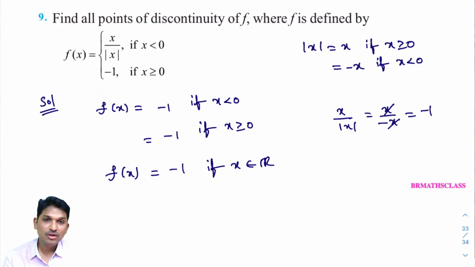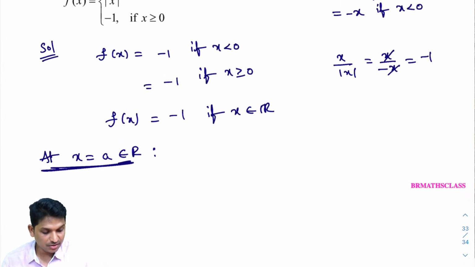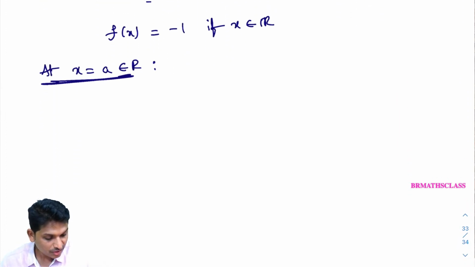Now there is no question of doing case 1, case 2 here. Only one case will come. So I'll write like this: at x equal to a, where a is a real number. So only one case will come.